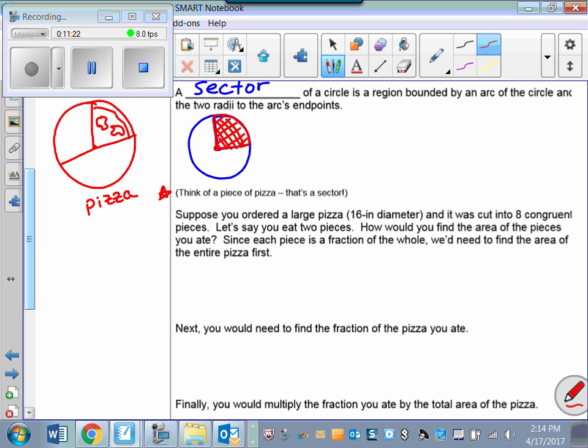What's your favorite pizza? I like Victor's Pizza. We're going to say this came from Victor's Pizza.